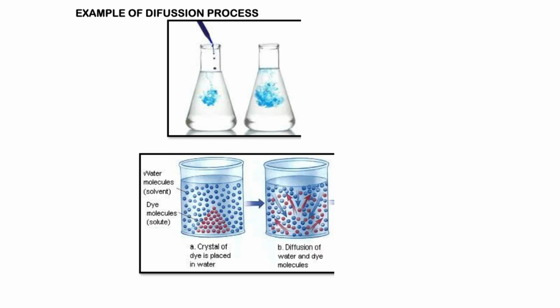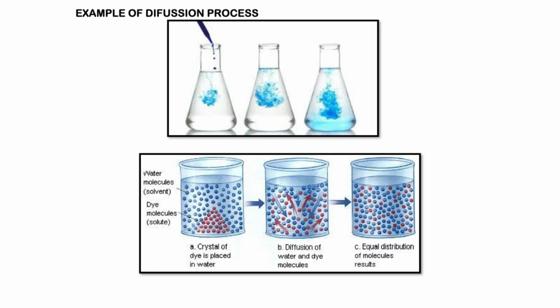This is an example of the diffusion process. What happened in the first figure? We have water as a solvent in a conical flask. Then a crystal of dye is placed in the water. Next, what happened? The diffusion of water and dye molecules occurs. Lastly, water and dye molecules are in equilibrium, meaning the distribution of these molecules is equal.